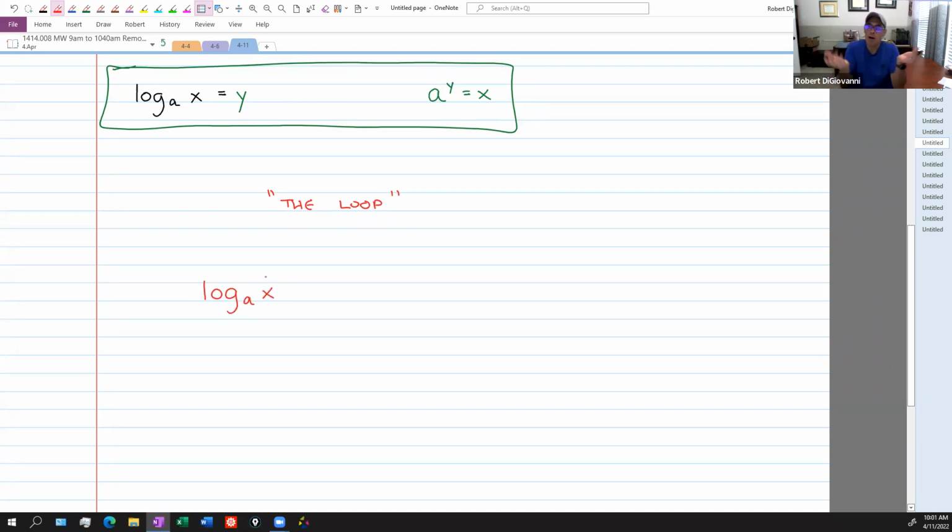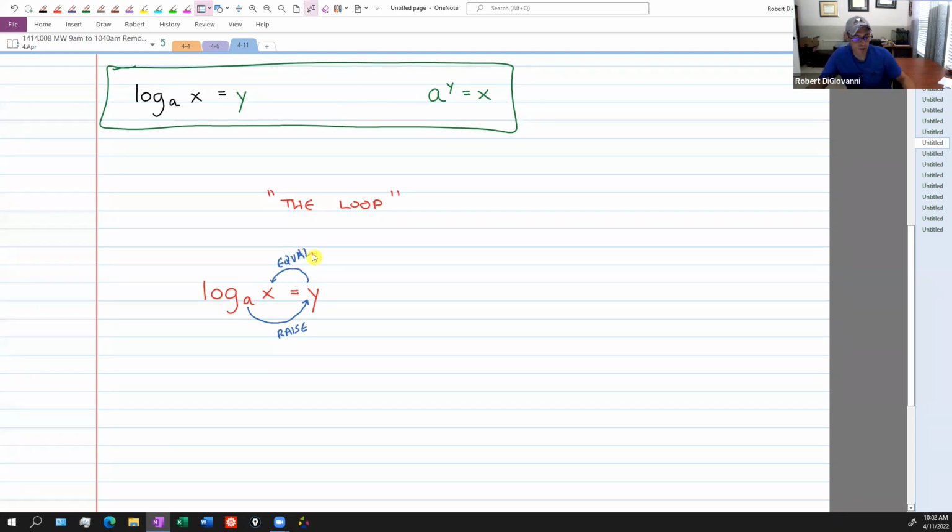Let's say I want to know what that is. That's the question. Well, I'm going to say that that's equal to y. I don't know what it is, but I'm just going to call it y. To understand what's going on here, I use this thing that I'm calling the loop. And here's the loop. I start with a, I raise it to this, and I set that equal to this.